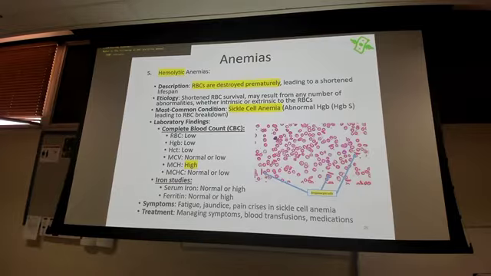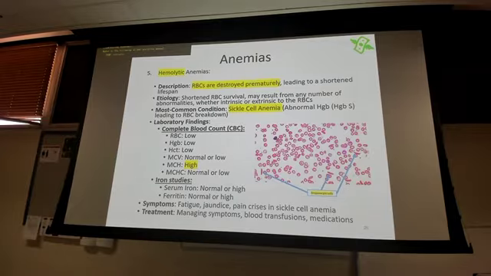Hemolytic anemia is associated with sickle cell anemia, and you have that abnormal hemoglobin S, right, with a high MCH. And those sickle cells, those drepanocytes, will be all over the slide.